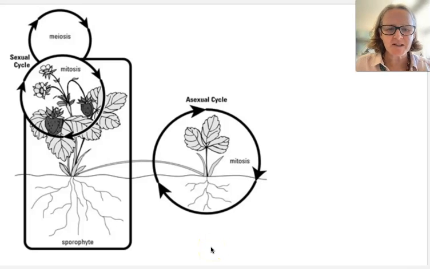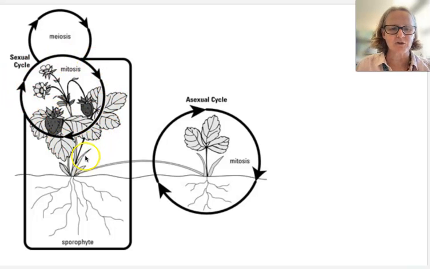So in this video, we're going to continue looking at reproductive strategies in plants. We're going to look at the non-sexual or asexual reproductive strategies that different plants use naturally, but also ones that we can exploit when we are going through agricultural practices. So in this diagram, you can see that there is a sexual cycle.